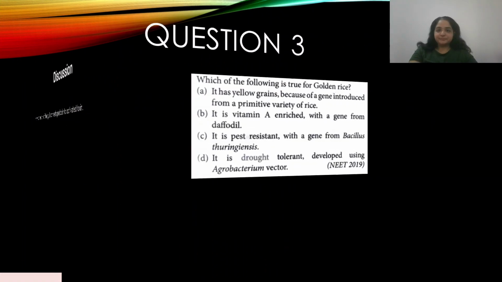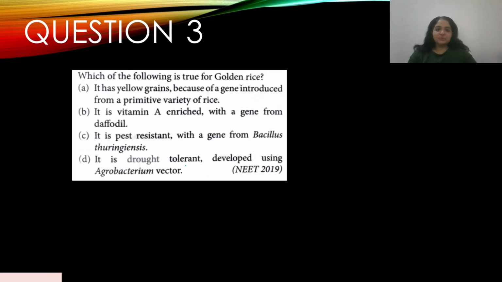We can move on. Question number 3. Which of the following is true for golden rice? This appeared in NEET 2019. A. It has yellow grains because of a gene introduced from a primitive variety of rice. B. It is vitamin A enriched with a gene from daffodil. C. It is pest resistant with the gene from Bacillus thuringiensis. D. It is drought tolerant, developed using Agrobacterium vector. So what is true for golden rice? It is B. Option B is the right answer.